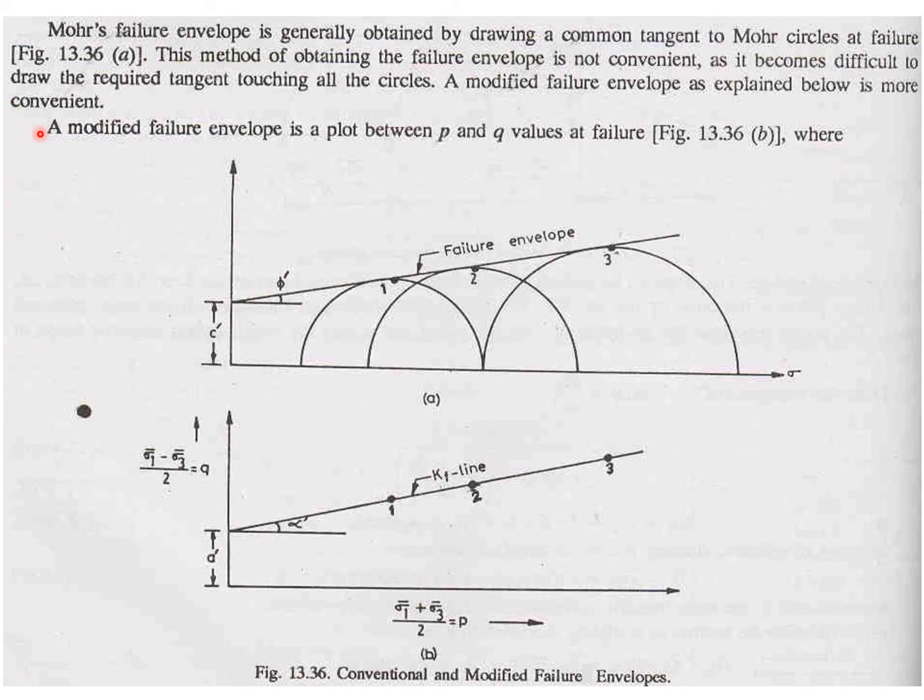A modified failure envelope is a plot between P and Q values at failure. And you can see here Q, that is sigma 1 minus sigma 3 over 2. If you are considering the effective stresses, obviously sigma 1 dash minus sigma 3 dash over 2. And here sigma 1 dash plus sigma 3 dash over 2, and that is P. So in this way, when you have these points, you can join them, and this way you have this modified envelope, and this angle with the horizontal is alpha.